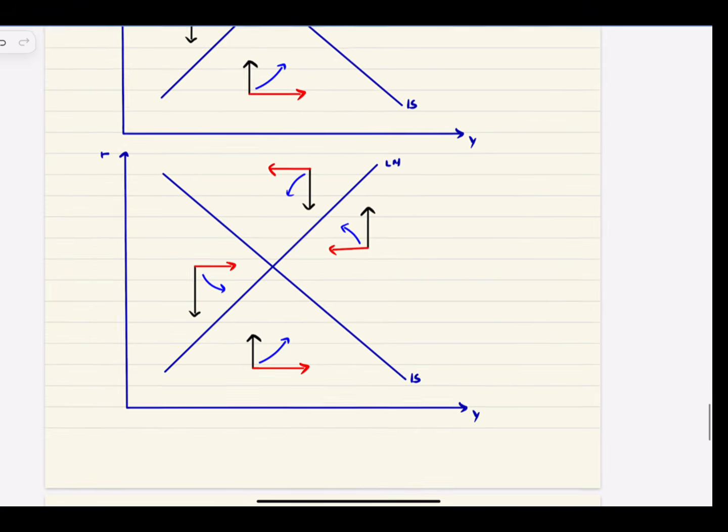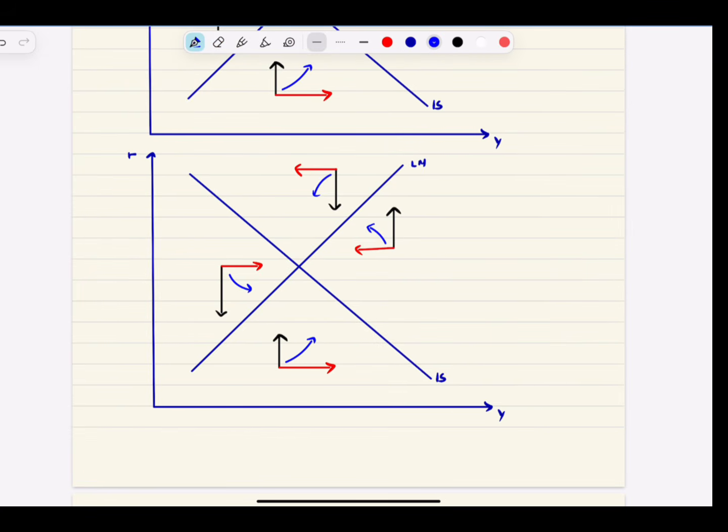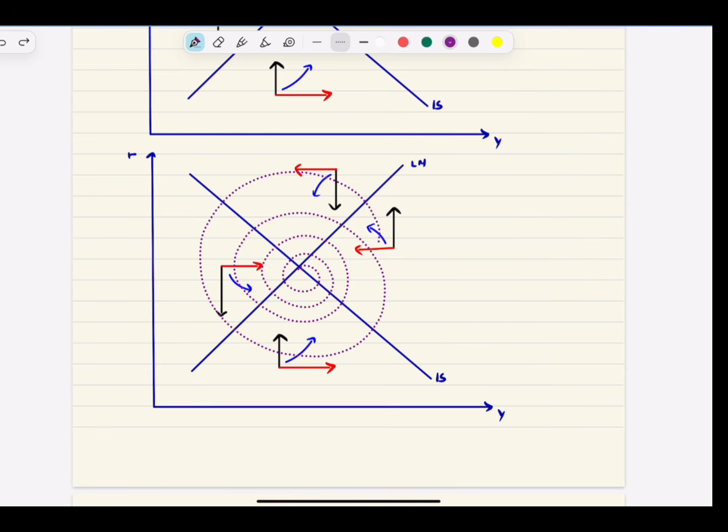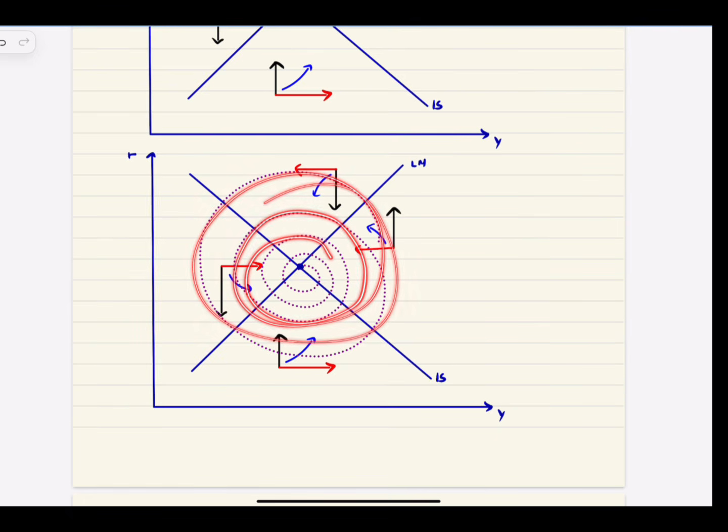So if I want to show how the economy converges back after any shock, I can show it like this. I'll just use another color. Suppose it goes like this, it's going to move around more, and it's going to converge back to the equilibrium. How beautiful is that? So this is the equilibrium after any shock. If any shock does occur, the economy is going to move back towards this equilibrium following these direction lines.